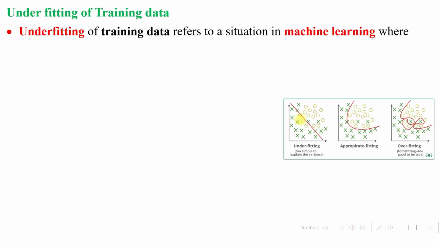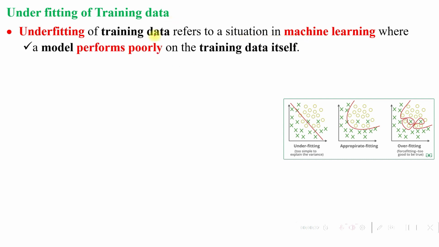So, underfitting of training data is a situation in machine learning where a machine learning model performs poorly on the training data itself. Simply it is called underfitting. Suppose, for example, here the model is unable to predict the class labels perfectly on the training data itself. Simply it is called underfitting.